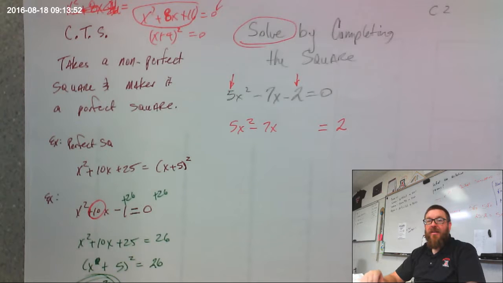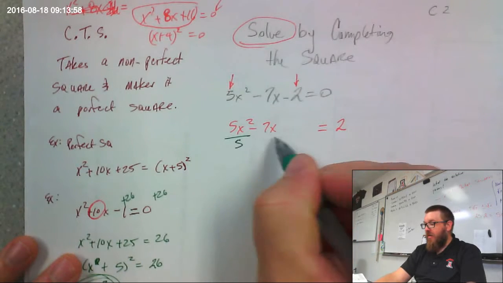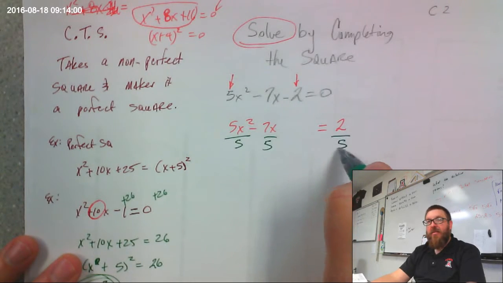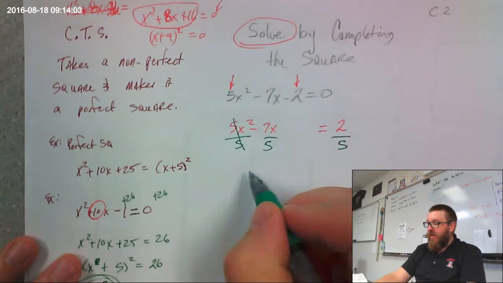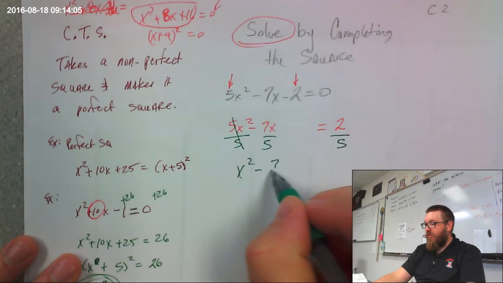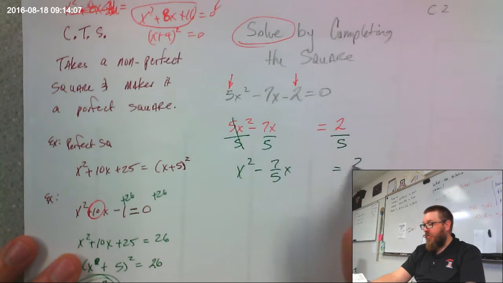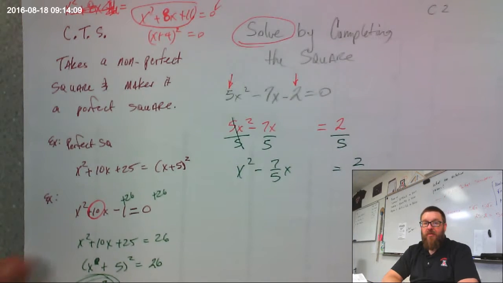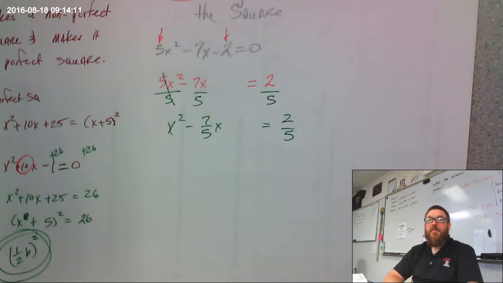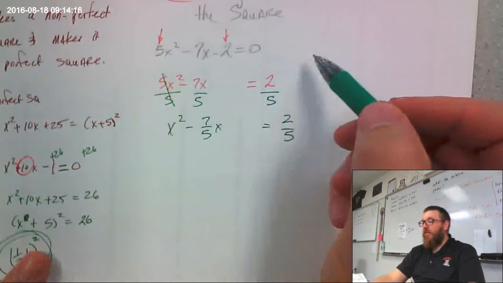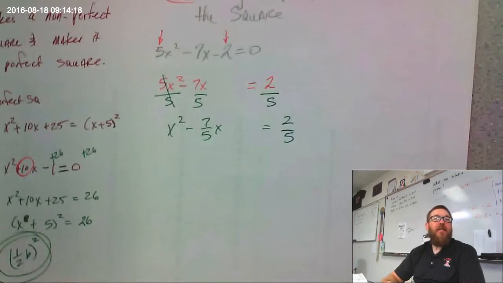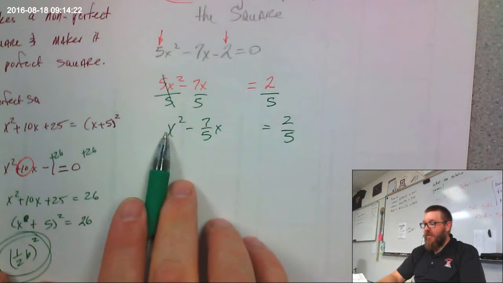You remove c before you take 5 out of the equation? It doesn't matter. But you're going to divide everything by 5, right? Everything. So that's 1. So you have x squared minus 7/5 x equals 2/5. Are we good? You got to get c moved to the other side, and you got to divide everything by a. We're solving, so yeah, we're going to get there.